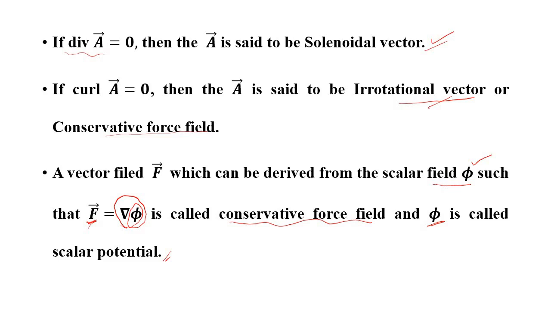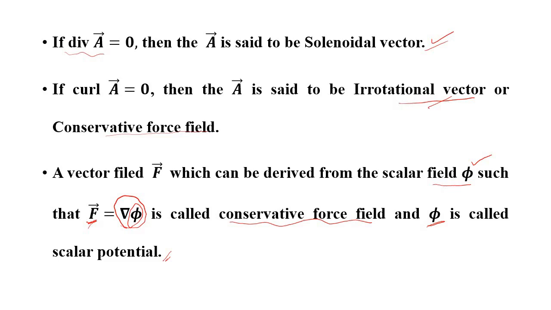The next definition is the divergence of a vector. What is the divergence of a vector? It is the partial derivative of the i coefficient with respect to x, plus the partial derivative of the j coefficient with respect to y, plus the partial derivative of the k coefficient with respect to z. That is the divergence of a vector. If the divergence of a vector is 0, we call that vector a solenoidal vector.